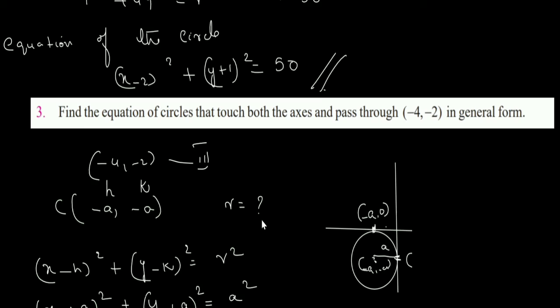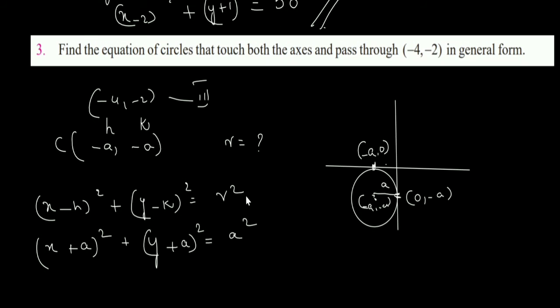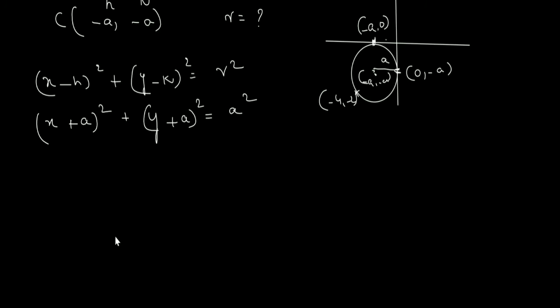Now this curve is passing through the point minus 4, minus 2. Somewhere here we have minus 4, minus 2. So we can replace x by minus 4. The circle is passing through, so that means you can write x as minus 4 and y as minus 2.